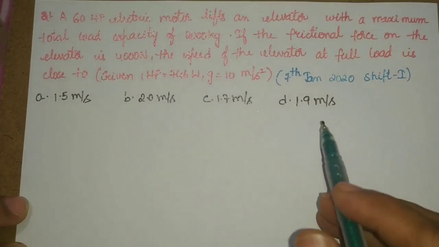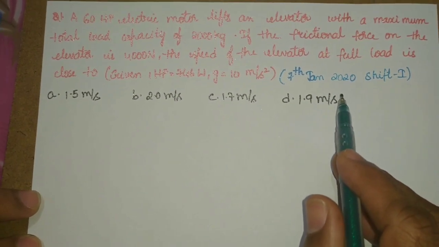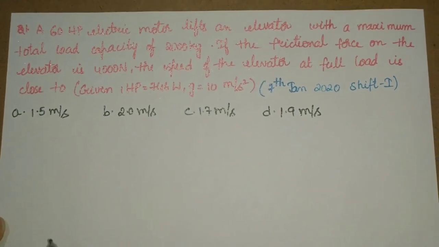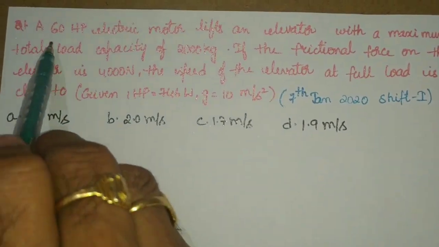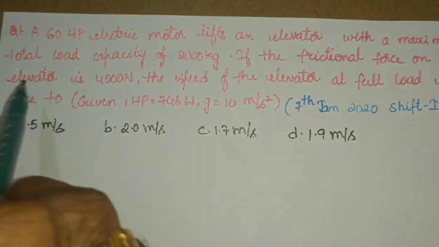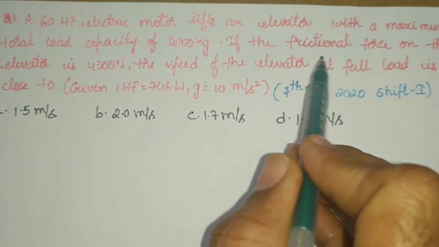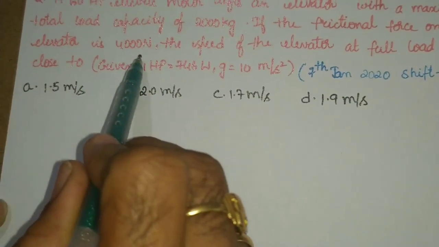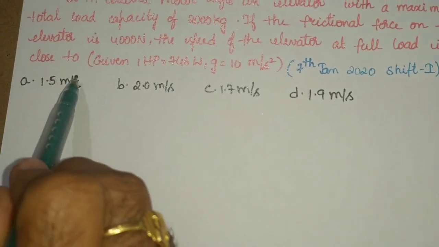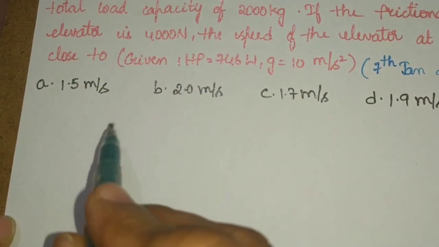In this video, we are going to discuss 2020 JEE Main problems belonging to work, power, energy. The first problem: a 60 horsepower electric motor lifts an elevator with a maximum total load capacity of 2000 kg. If the frictional force on the elevator is 4000 Newton, the speed of the elevator at full load is close to, given 1 horsepower is equal to 746 watt and g is equal to 10 meters per second square.